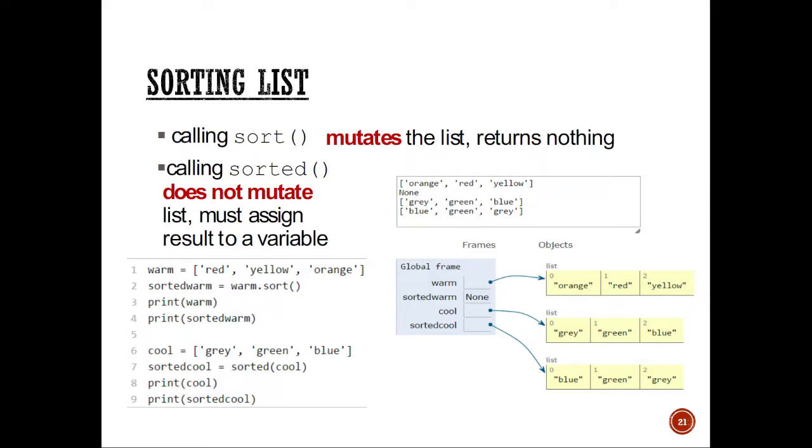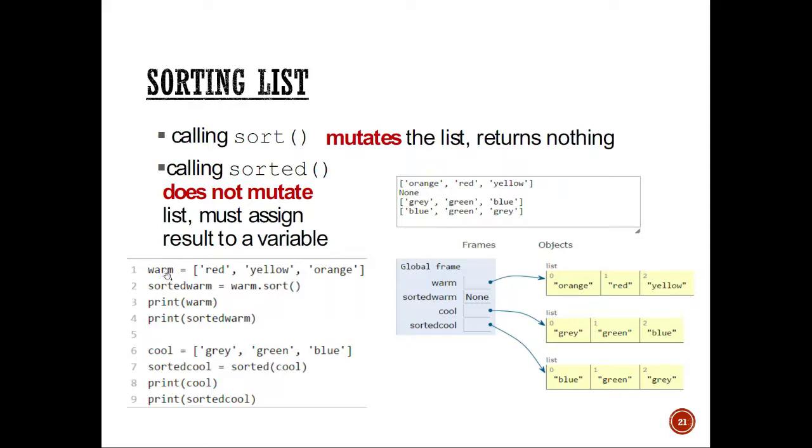As we mentioned earlier, one of the possible operations that we can apply to a list is sort. So note the difference between sort and sorted. Sort mutates the list but does not return anything. Sorted does not mutate the list, but you must assign the result to a variable. So the sorted operator returns a sorted version of the list that needs to be assigned to a particular variable. This can be illustrated in the following example.